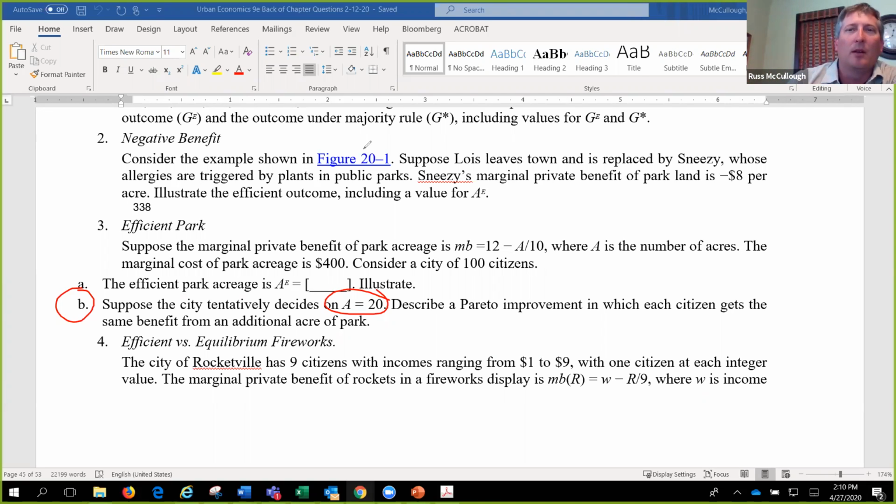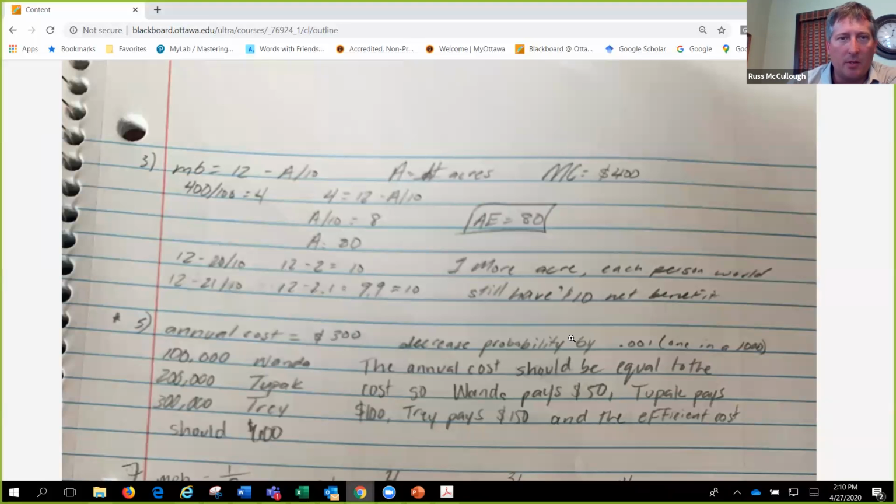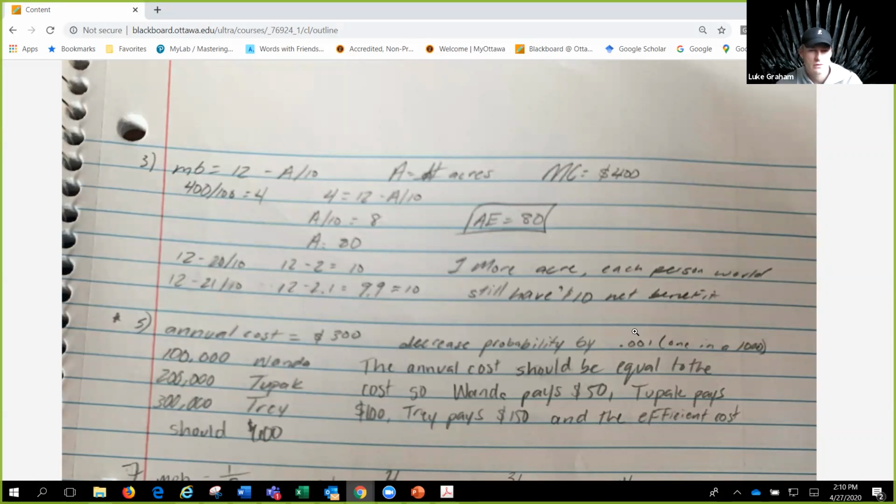Okay. So again, let me switch back to this. So Luke, with the one at 20, you did a marginal benefit, marginal cost, or what did you do there? At 20, I just pretty much put it in for the marginal benefit. So the 12 minus 20 divided by 10 gets you 12 minus 2, which would equal 10. That would be their marginal benefit for 20 acres. Okay. So they got a benefit of 10 at 20, right? That's that number?